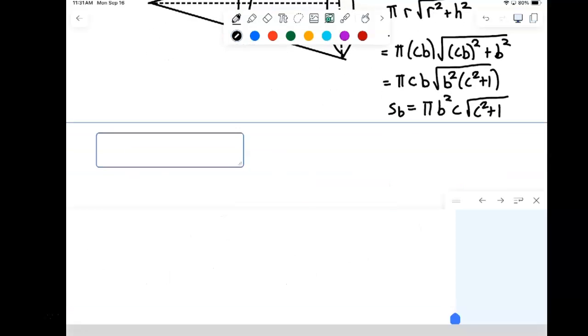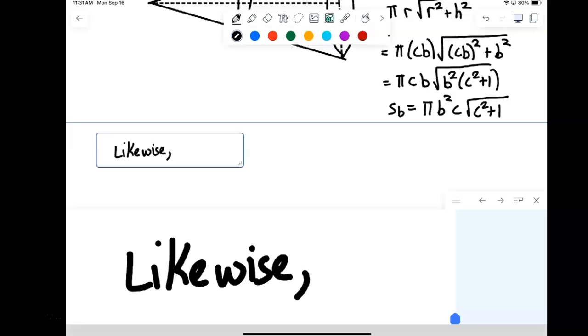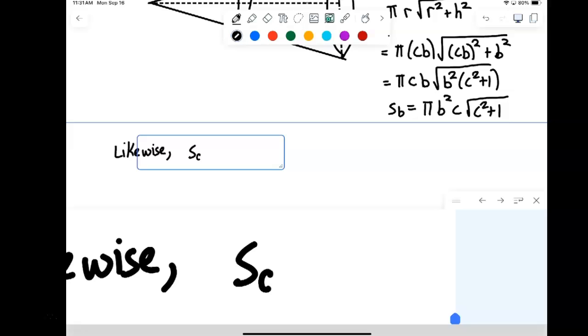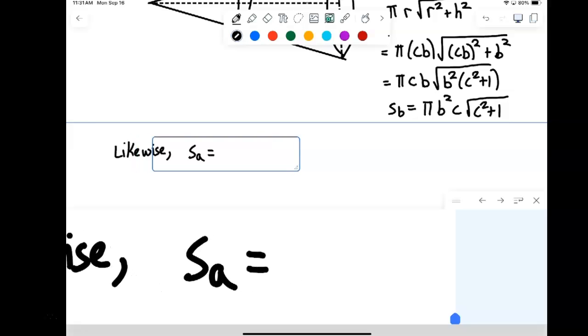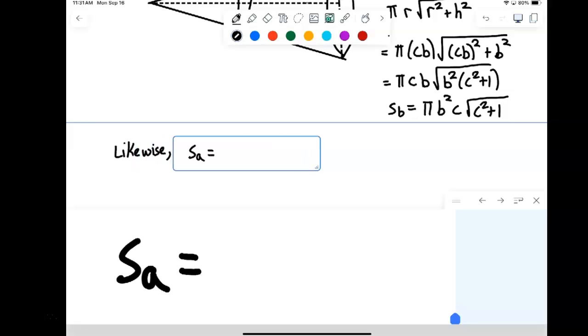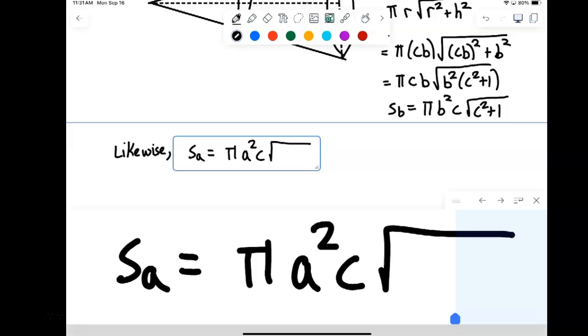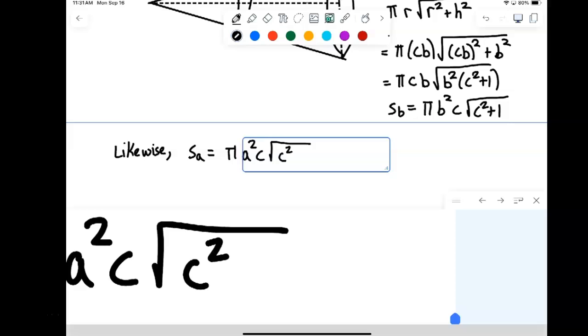Very ugly. Likewise, we could do the same thing and get that the surface area of cone A is pi A squared C square root C squared plus 1.